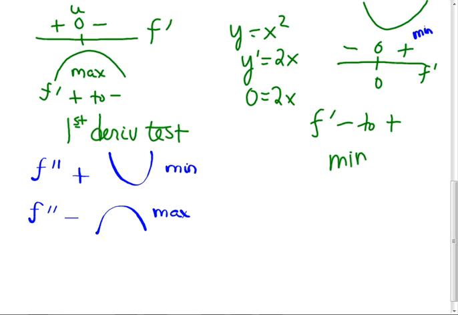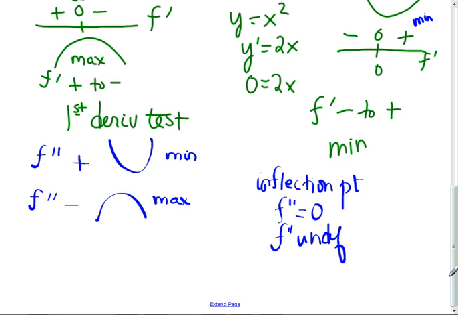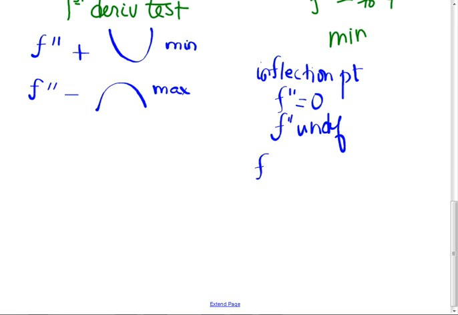How do I find inflection points? Inflection points occur where f double prime is 0, which is a candidate, or where f double prime is undefined. Those are candidates. And how do you know if you have an inflection point? f double prime has to change sign.